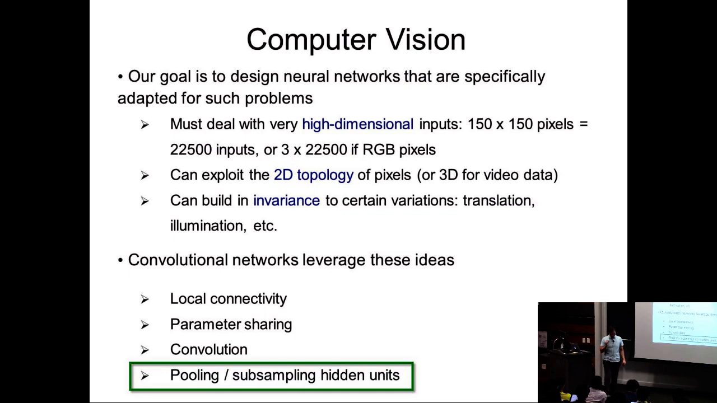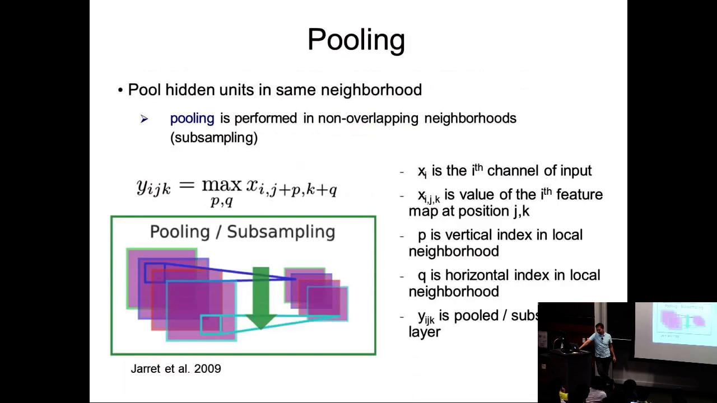Now, let's look at another operation, which is called pooling and subsampling. It's another important operation to keep in mind. So what you'd like to do is you'd like to pool hidden units in the same neighborhood. And pooling is performed in non-overlapping neighborhoods. So sometimes it's called subsampling. So when you read papers, sometimes people would say, yeah, I'm using a pooling layer or a subsampling layer. And the idea is the following.